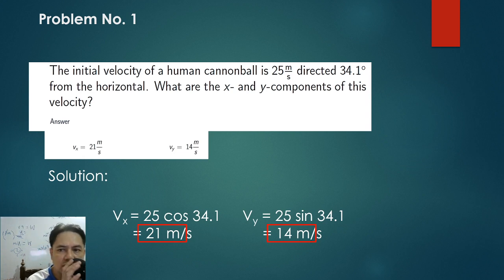The initial velocity of a human cannonball is 25 meters per second, directed 34.1 degrees from the horizontal. What are the x and y components of this velocity? The answer was given, and all we have to do is find the step by step solution.